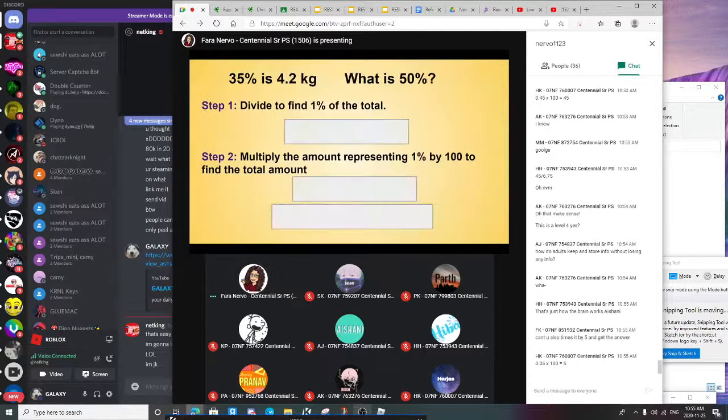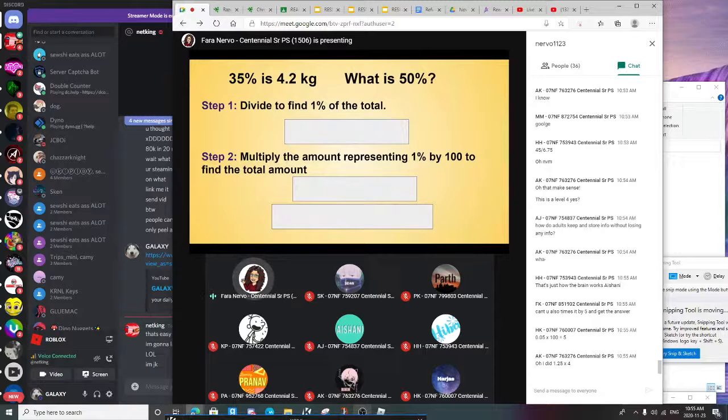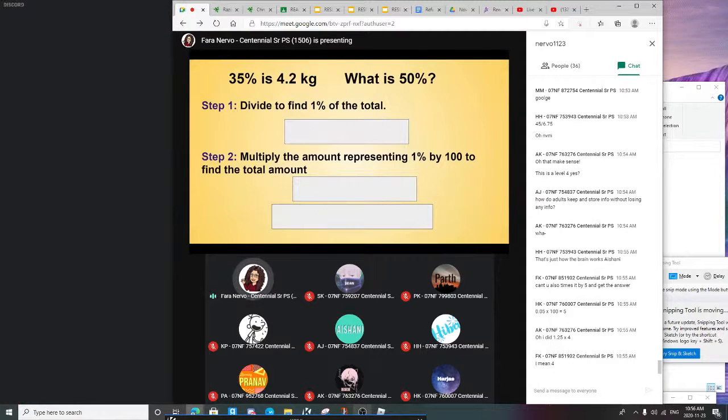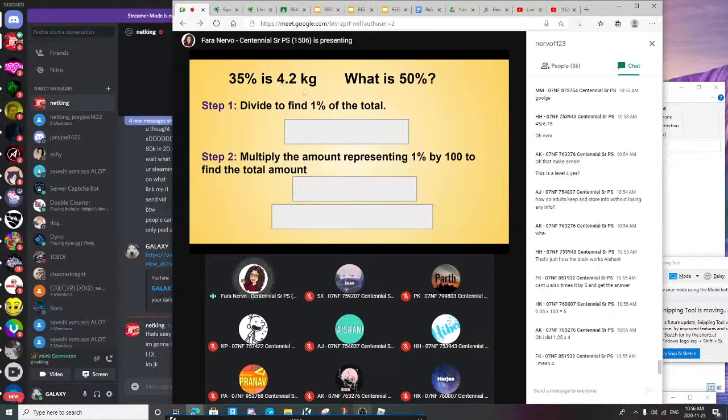Next. We can still use this technique even if we don't want to get 100%. We can get any percentage of it. Once you find 1%, then you can multiply it by anything to get any percentage. Okay? So 35% of something is 4.2 kilograms. What is 50% of it?